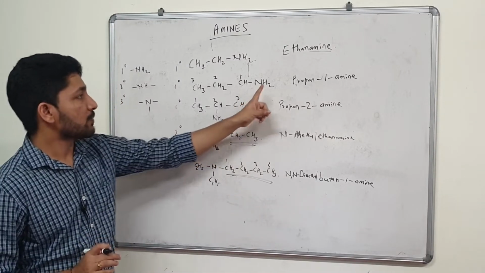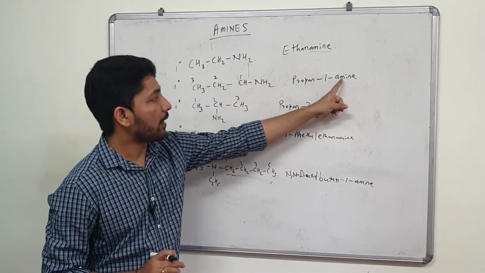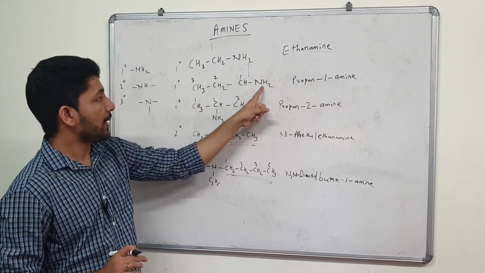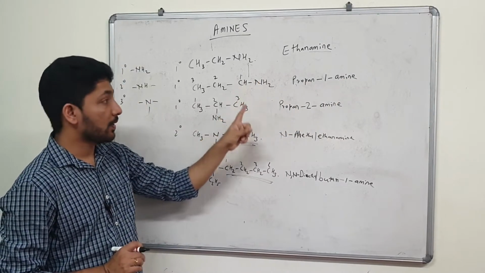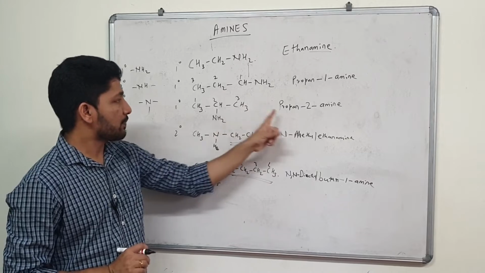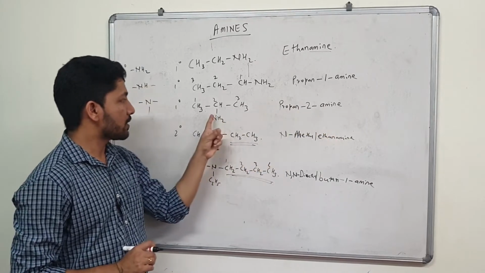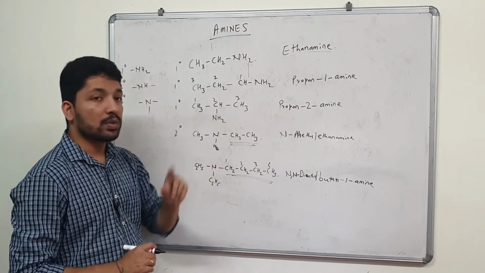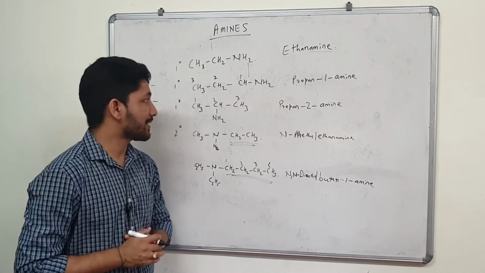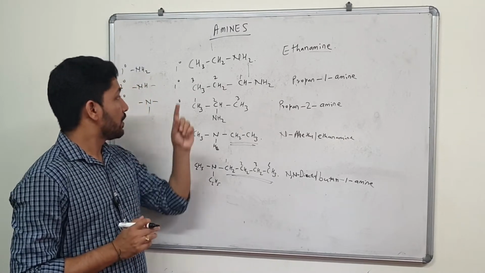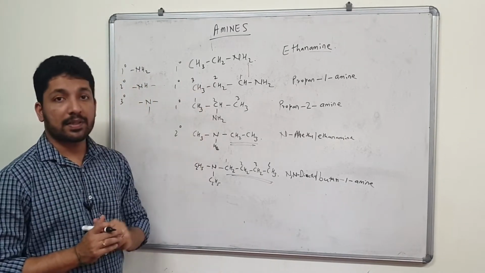This one will be named propan-1-amine because the amine group is attached to the first carbon. This compound will be named propan-2-amine because the amino group is attached to the second carbon. See, all these three are primary amines.